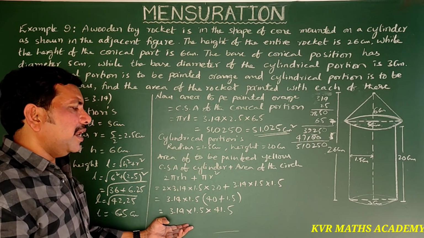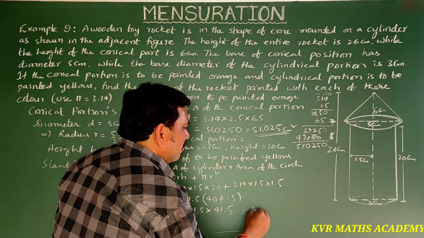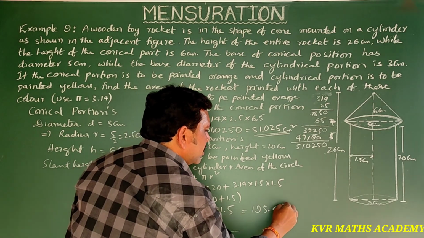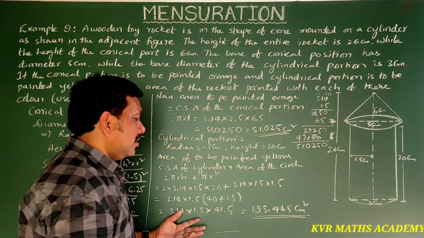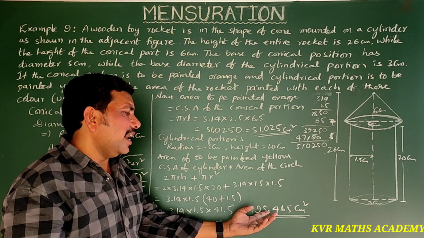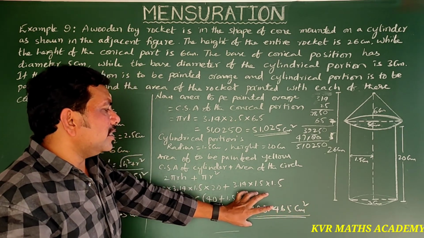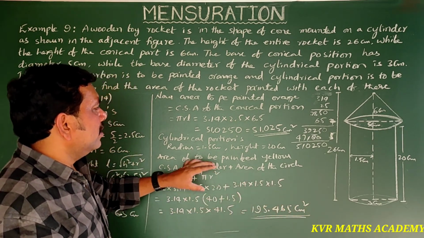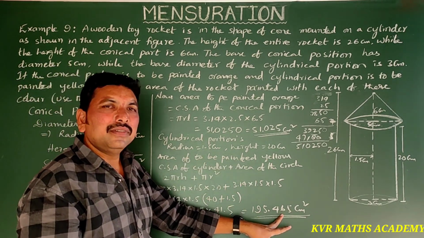If you multiply this, you will get the answer 195.465 centimeter square. So multiply this yourself, right? Yes, you will get 195.465 centimeter square. So this is the area of the portion which is painted yellow.